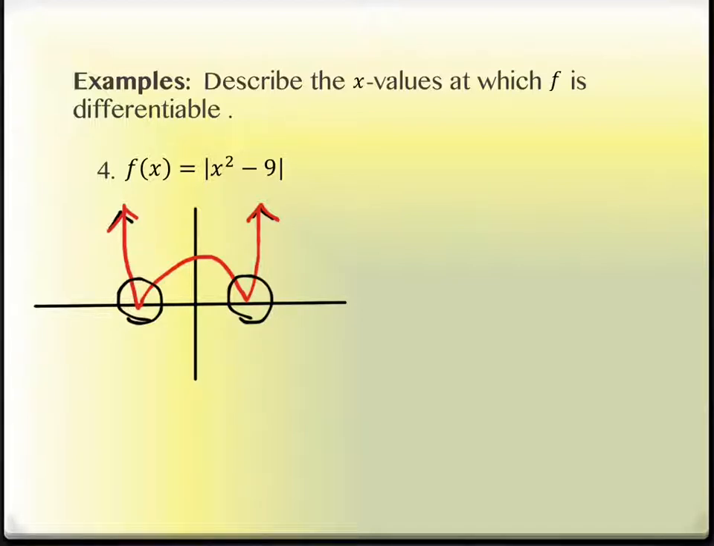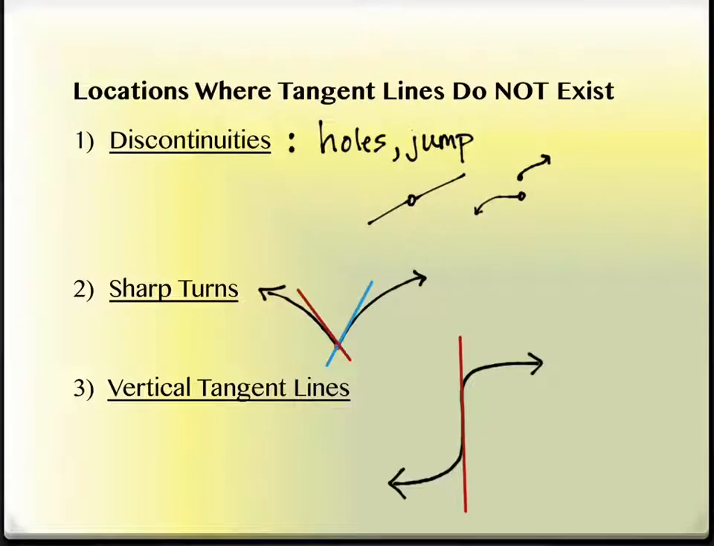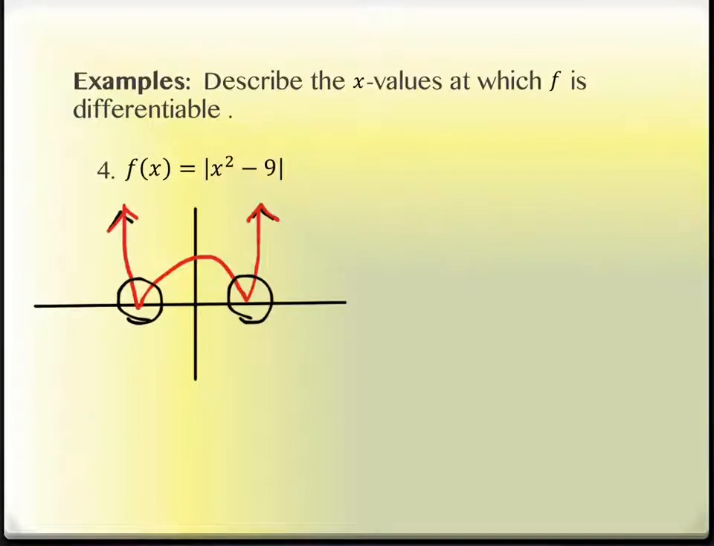So these two locations are causing me problems, but they're the only ones, right? Everywhere else is good to go. Everywhere else doesn't have any of these issues. There's no other sharp turns. There's no vertical tangent lines. I don't have any discontinuities. Everything else is good to go. But I do need to figure out where it's having these sharp turns. How could I find where it's having these sharp turns?